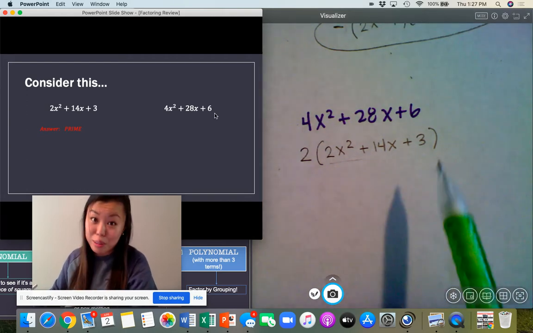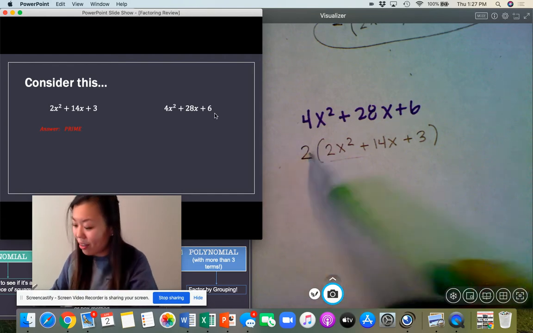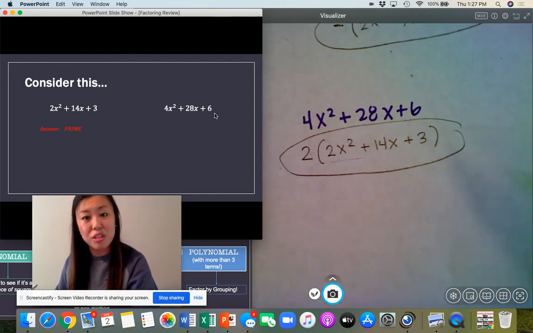We cannot call this prime because technically we have factored it. We factored out a GCF. So this would be my final answer for this problem.